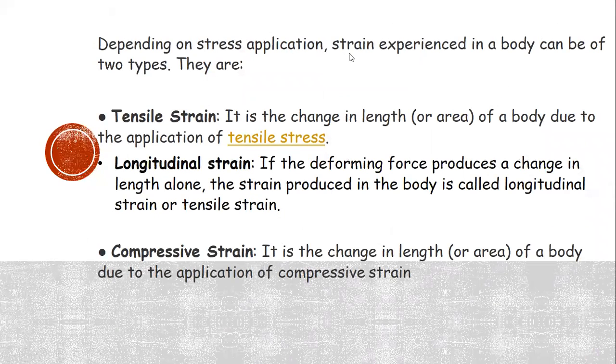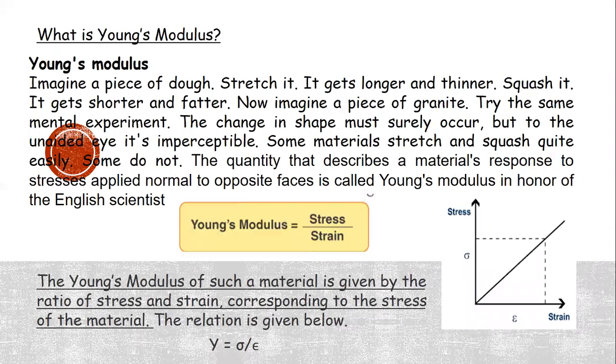Depending on stress application, strain experienced in a body can be of two types. Tensile strain is the change in length of a body due to the application of tensile stress. Longitudinal strain: if the deforming force produces a change in length alone, the strain produced in the body is called longitudinal strain or tensile strain. Compressive strain is a change in length or area of a body due to the application of compressive stress. So, this is overall about it.